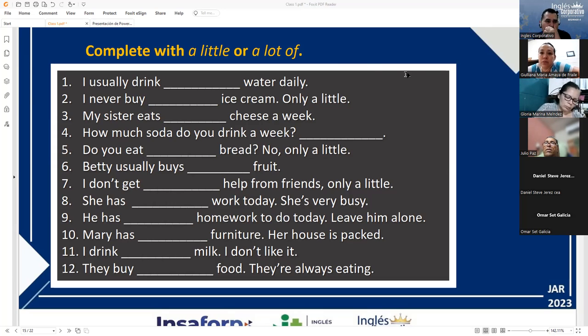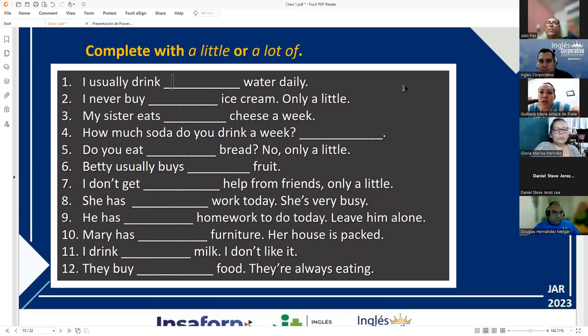Okay, now let's see. Number one, Juliana, how do you do number one? I usually drink a lot of water daily. Nice. Thank you. Okay, Julio, number two. I never buy a lot of ice cream, only a little. A lot of ice cream, right? A lot of. Yes, only a little. Excellent.